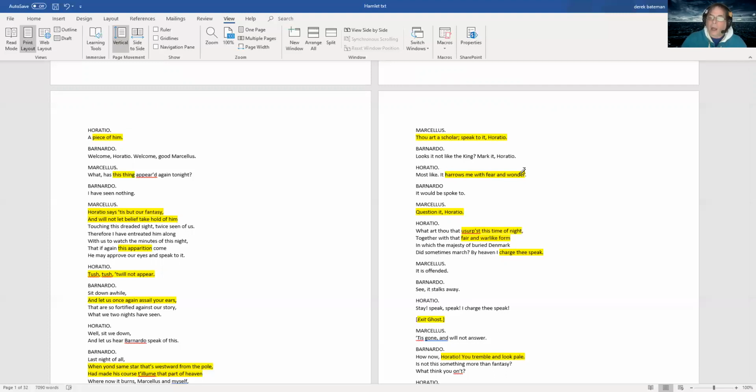But he is impacted with fear and wonder. It would be spoke to. Question it, Horatio. Again, they've brought Horatio here. Horatio, you've got to figure this out for us.